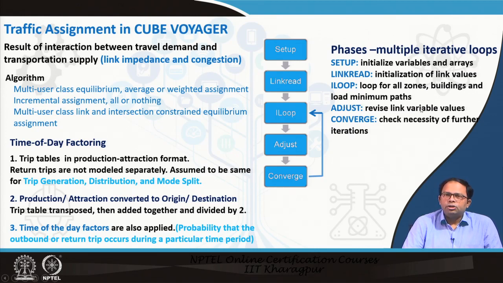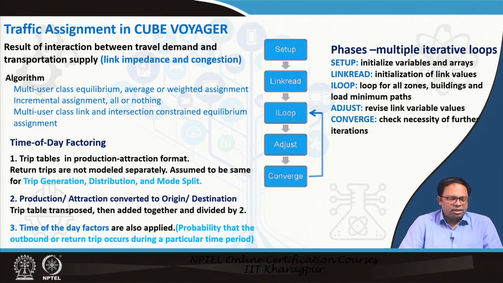That means in between each two zones, or even for buildings, we can load the minimum paths. So, we create the paths, and then we adjust or revise the link variable values, meaning the impedance and congestion values will be adjusted, and then we check if we have arrived at convergence. That means if the final error is within tolerance, or if we have arrived at a value which is not changing much, whichever is the convergence criterion, based on that we will keep on looping until this value remains more or less fixed. So, this is basically how we have learnt about trip assignment.